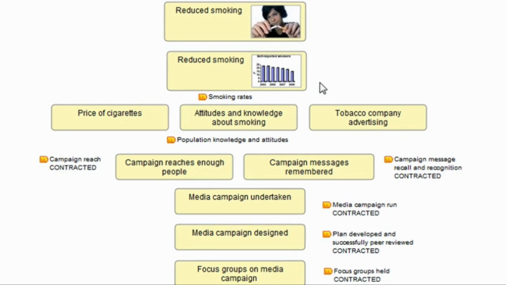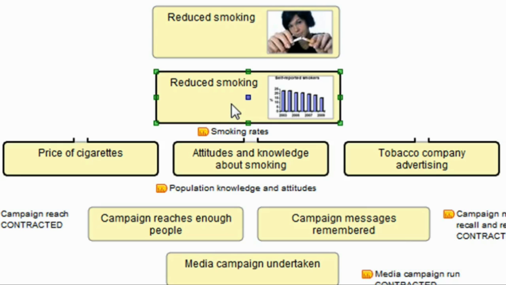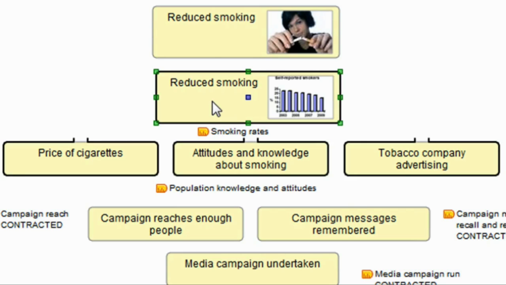However, if we move right up the top of the model to smoking rates, does it make sense to contract the program for smoking rates? And the answer may well be no, because, as the program would point out, and you can see I'm clicking here on reduce smoking, there are actually a number of factors which influence this. These include the price of cigarettes, the attitudes and knowledge about smoking, which will be impacted by the program, but also tobacco company advertising, for instance. So the program would argue that it does not really make sense to hold them contractually accountable for the high level of reducing smoking, because of these different factors which are influencing it.